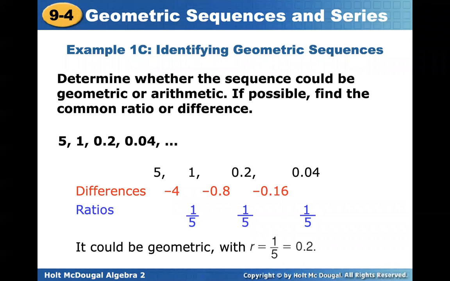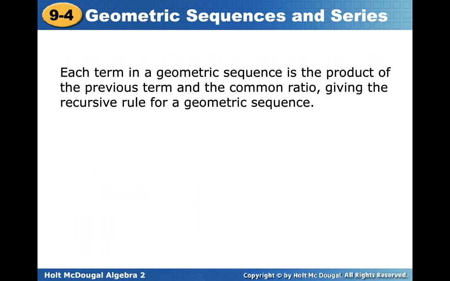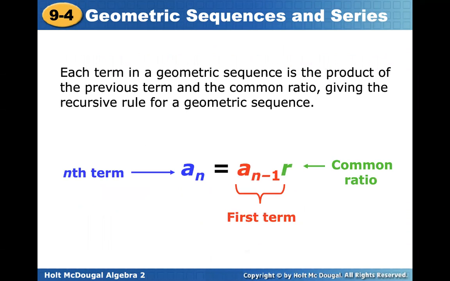So this is definitely geometric, with a common ratio of 1/5. From everything we can tell, it is geometric. Once we've decided it's geometric, we're going to come up with some rules for terms. Each term in a geometric sequence is the product, multiplication, of the previous term and a common ratio. Here would be what our recursive rule would look like.